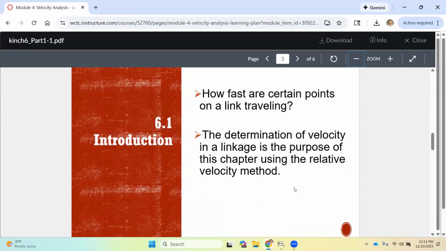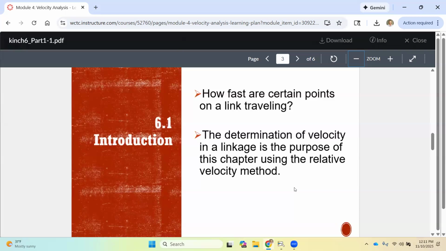So first of all, when we start looking at velocity, you guys have hit this in different places, whether it's in the primary grades, high school, middle school, science, physics classes that you've had. Maybe you've had physics already here along the way at WCTC. So velocity is how fast are points on a link traveling. Okay, how fast are they going? So the determination of velocity of a link is the purpose of this chapter.